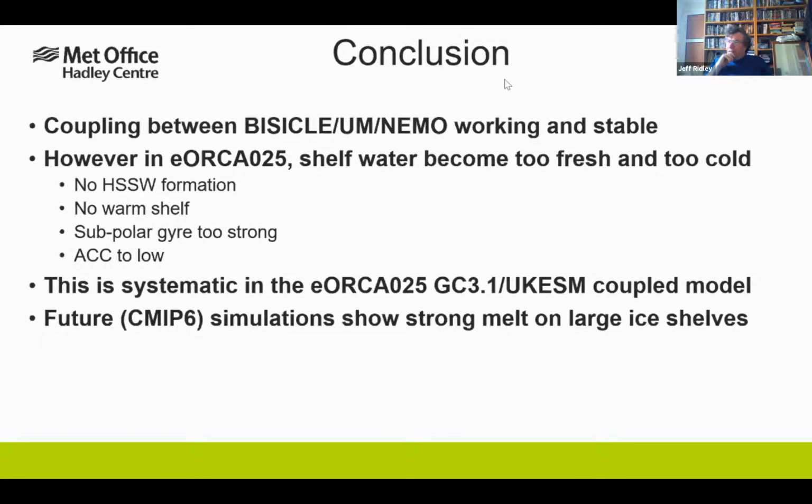So a lot of models have this issue, but we're still getting a reasonable representation of the ice shelf melt under pre-industrial conditions. And of course, because there are a lot of grid boxes under the large ice shelves, it may well be that the low resolution model is representing these ice shelves better because they're so big, and we get very strong melt.